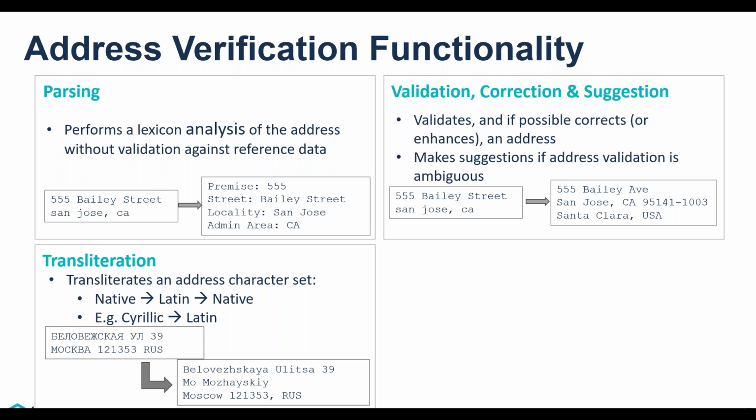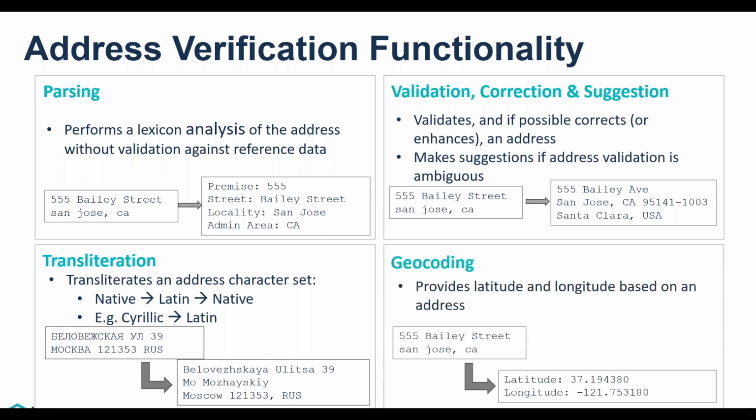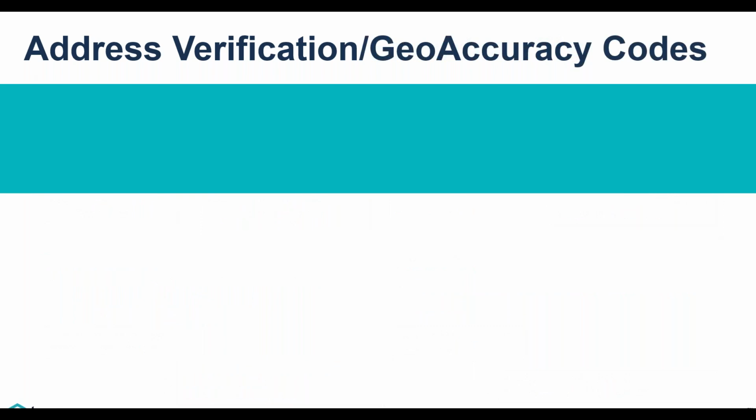And then the final thing that we're going to talk about is geocoding. Taking that input address after the validation and correction, adding the latitude and longitude to that address. So as part of the processing, there's a couple of key fields that come out. One is the address verification code, and the other is the geoaccuracy code. I'm going to use this example, 805 Veterans Street in Redwood City, California, spelled out, USA.